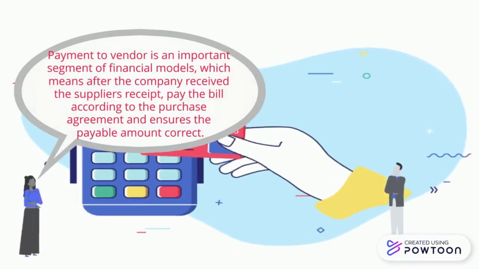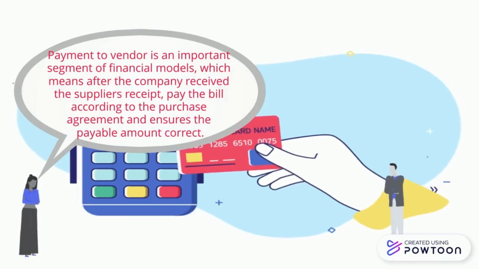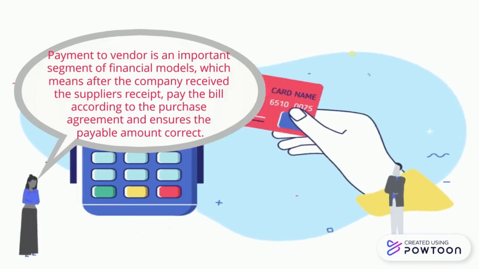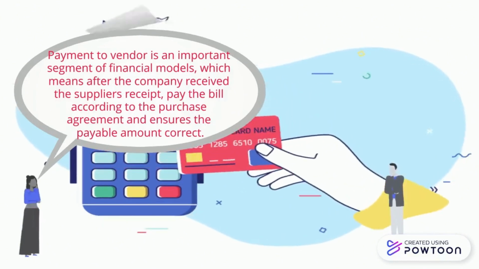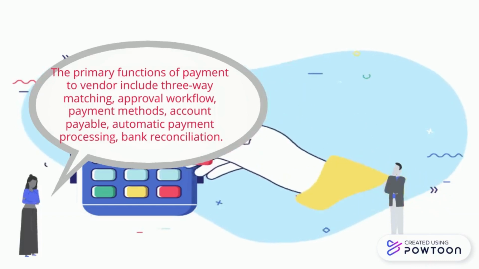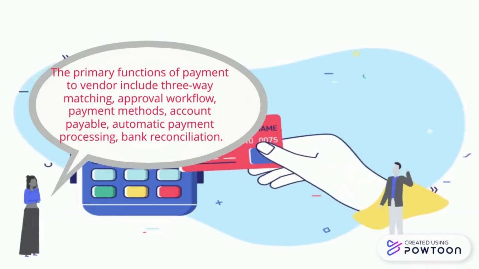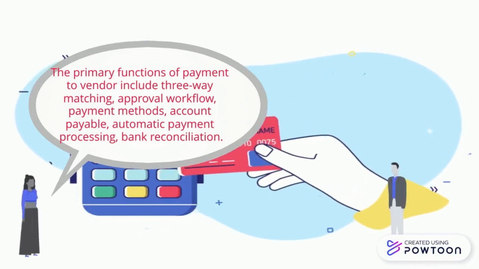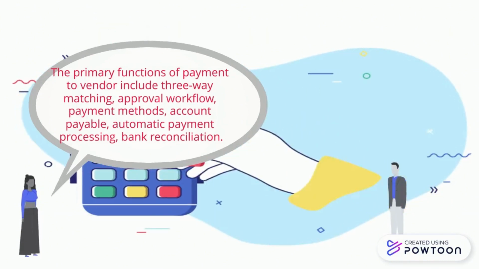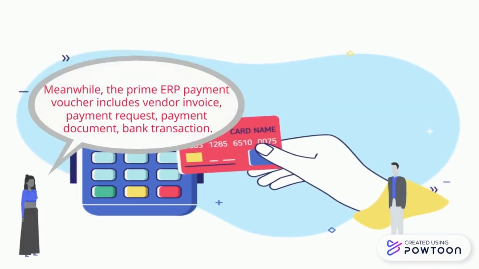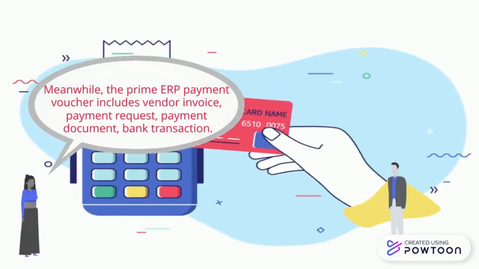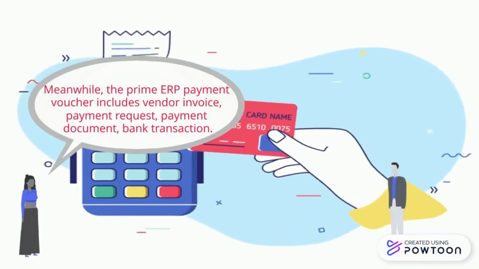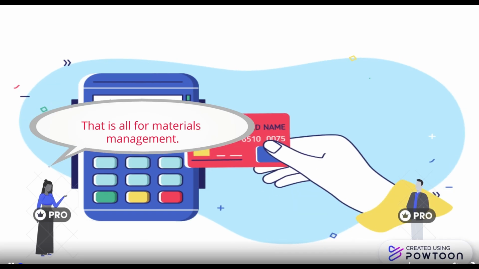Payment to vendor is an important segment of financial modules, which means after the company receives the supplier's invoice, it pays the bill according to the purchase agreement and ensures the payable amount is correct. The primary functions of payment to vendor include three-way matching, approval workflow, payment methods, accounts payable, automatic payment processing, bank reconciliation. Meanwhile, the prime ERP payment voucher includes vendor invoice, payment request, payment document, bank transaction. That is all for materials management.